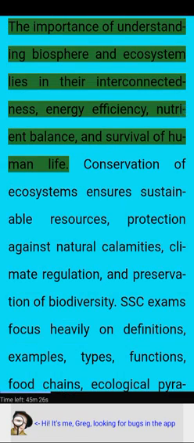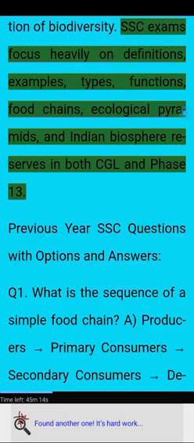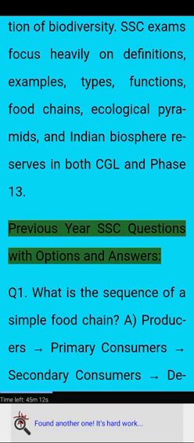The importance of understanding biosphere and ecosystem lies in their interconnectedness, energy efficiency, nutrient balance, and survival of human life. Conservation of ecosystems ensures sustainable resources, protection against natural calamities, climate regulation, and preservation of biodiversity. SSC exams focus heavily on definitions, examples, types, functions, food chains, ecological pyramids, and Indian biosphere reserves in both CGL and Phase 13. Previous year SSC questions with options and answers.